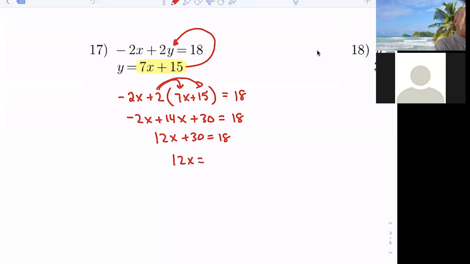12x equals negative 12. So x equals negative 1. Any issues with that? Any issues? Student: It's 14x, wouldn't you plus 2x? If it was plus 2x, I would, but it's not. It's negative 2x plus 14x. Oh, you combined.